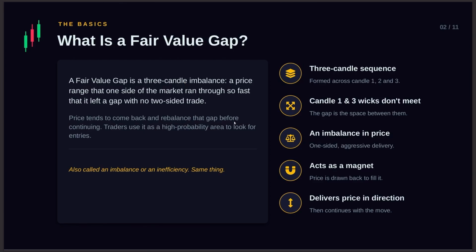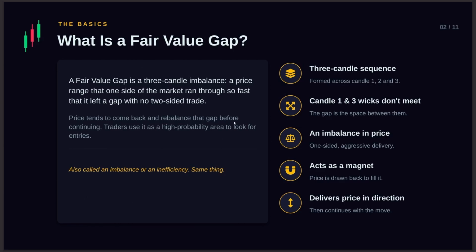A fair value gap is a three-candle imbalance, a price range that one side of the market ran through so fast that it left a gap with no two-sided trade. The price tends to come back and rebalance the gap before continuing. Traders use it as a high probability area to look for entries. So here are the 5 things that mostly define it.